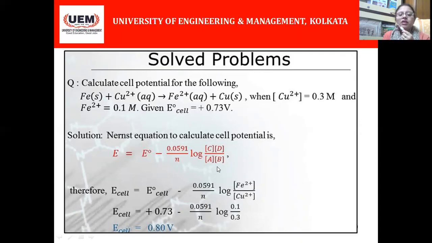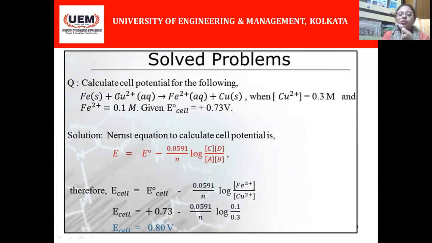Now you have to put in the values. E cell is equal to E naught cell minus 0.0591 by N. What is N? N is the number of electrons that are transferring. So what will be the N for this case? See, iron here is converted to iron 2 plus. So what is the change in oxidation state? From 0 to plus 2, right? And copper 2 plus is accepting that electron and converted to copper 0. So iron is losing 2 electrons, it is converted to iron 2 plus. Oxidation takes place over here.